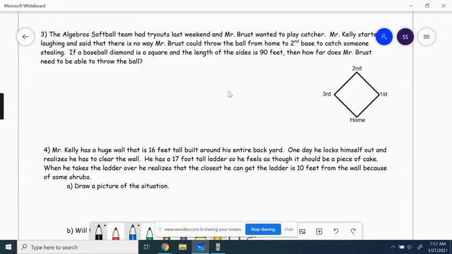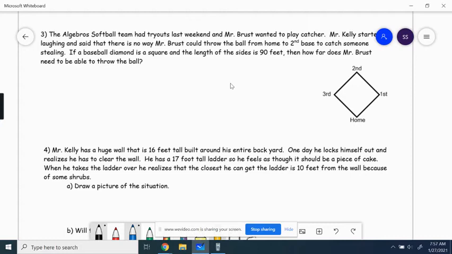All right, the algebra softball team had tryouts last weekend, and Mr. Brust wanted to play catcher. Mr. Kelly started laughing and said that there was no way Mr. Brust could throw the ball from home to second base to catch someone stealing. Okay, if the baseball diamond is a square, the length of the sides is 90 feet, then how far does Mr. Brust need to be able to throw the ball?